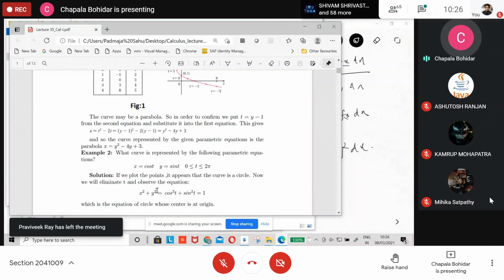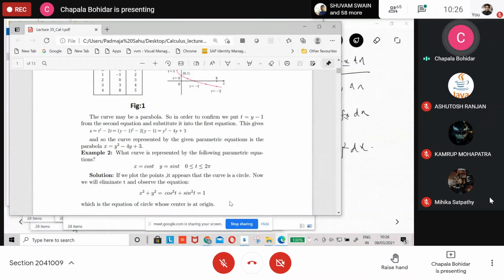So it is our Cartesian equation, when we write down x square plus y square is equal to 1. It is our Cartesian equation, and we say that here our center is origin and radius is one.